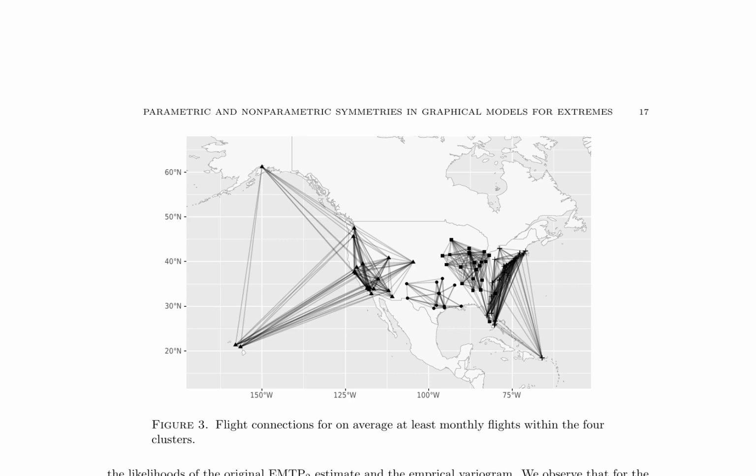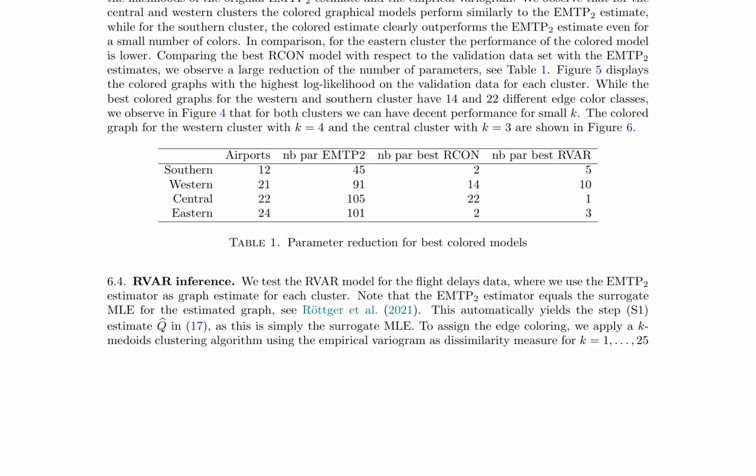in the southern cluster. The likelihoods of original EMTP2 estimates and the empirical variogram are also compared, revealing similar performance for central and western clusters but a significant advantage for the southern cluster with the colored model. Table 1 highlights the reduction in parameters achieved by the best colored models compared to EMTP2 estimates.